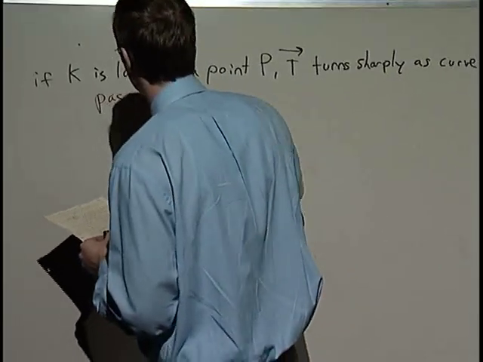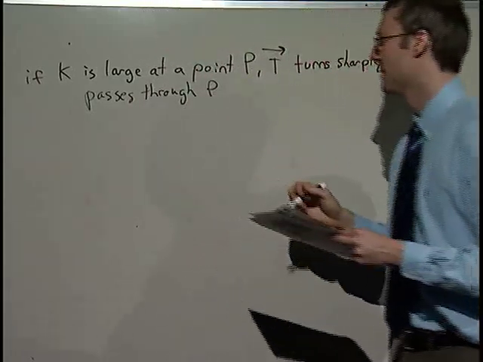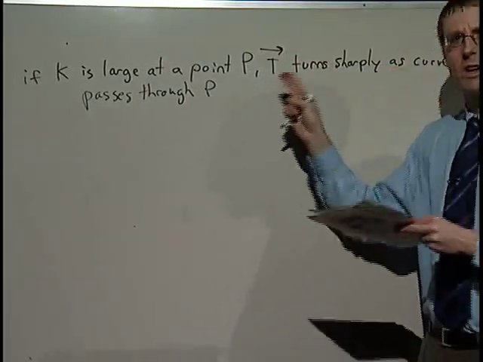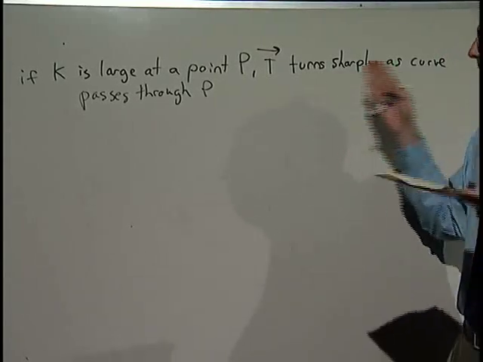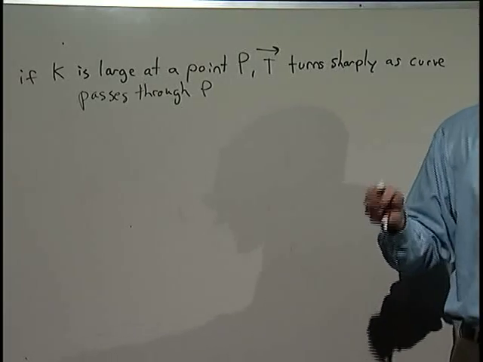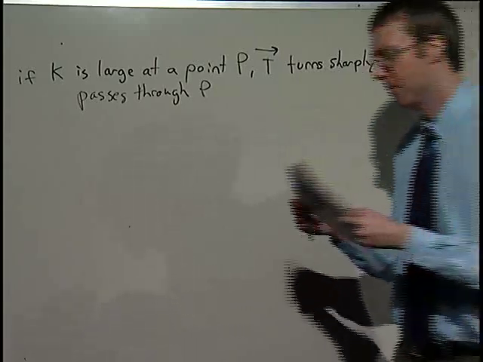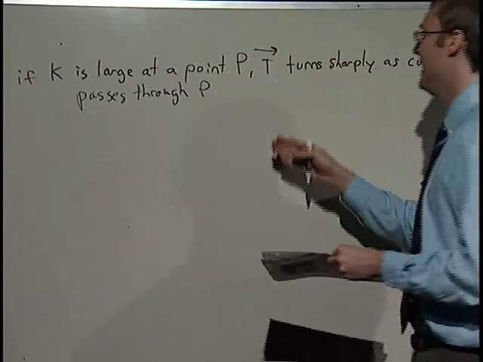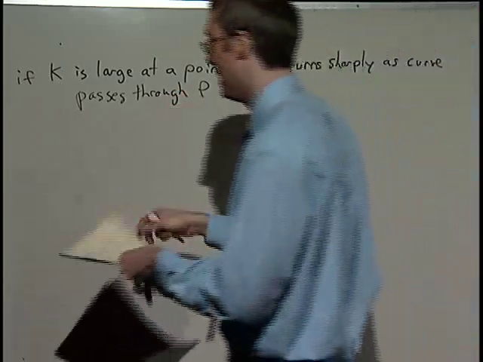passes through P. And I've just realized I've made an error in saying something earlier. So arc length is directed distance. It's positive, negative, either way, depending on which direction you're going in. Curvature is a length, so it's a positive value only. So disregard my earlier statement. Curvature is a positive value only. If curvature is large at a point P, then T is turning sharply as the curve passes through P.